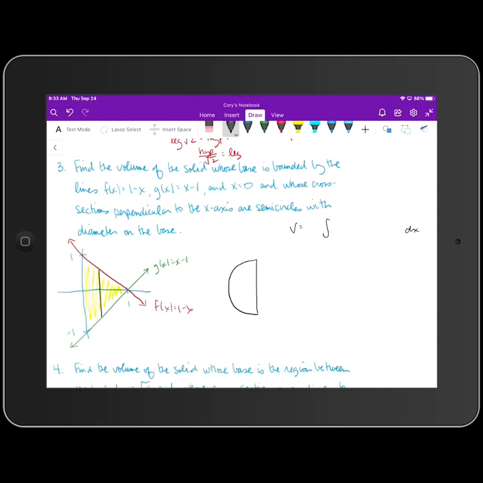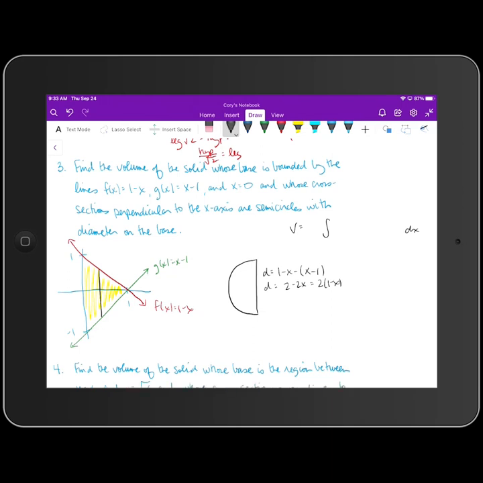Okay, so the measurement that we know in regards to the semicircle is the diameter. So the diameter is going to be the length of the black segment, which is going to be the top function 1 minus x, minus the bottom function x minus 1. And when we simplify that, we get that to be 2 minus 2x, which we can rewrite if we factor a 2 out as 2 times the quantity 1 minus x.